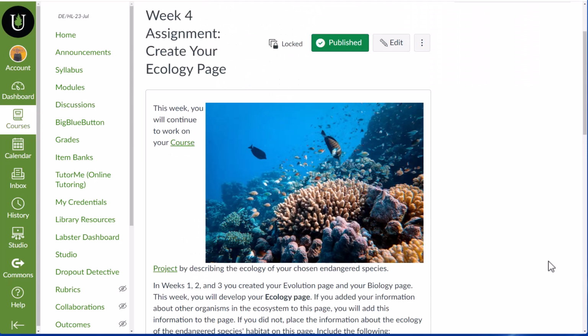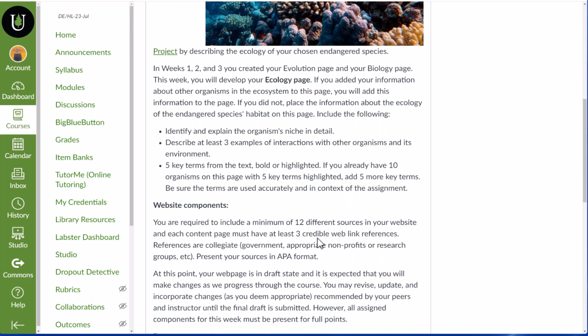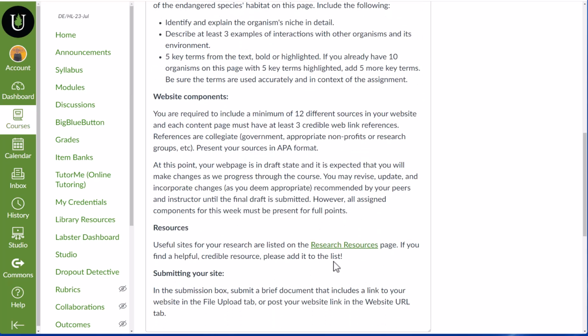Your week 4 assignment is to add to your endangered species website in your Google site. Here you're going to create your ecology page. So you already have your home page, evolution and biology page. Now you have your ecology page. It wants you to explain your organism's niche in its environment and interactions with other organisms in the environment. Once again, make sure that you use 5 terms from these chapters. For these key terms, you want to link them out to the Wikipedia definition. And of course, you want to make sure that you include your resources.